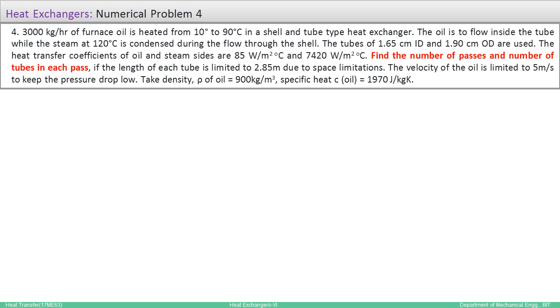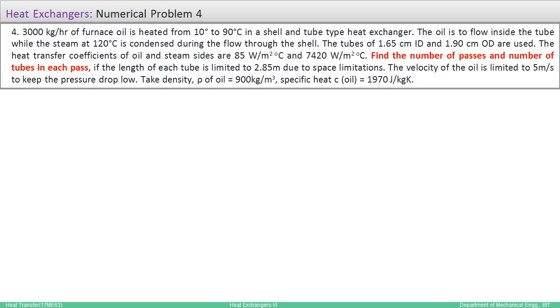So in this problem there are some limitations to the length of each tube because of the space requirement, limitations on the space available. The maximum length of each tube is 2.85 meter, and if that is the case, you'll have to find out for the shell and tube heat exchanger the number of tubes in each pass and the number of passes. So the total area available of heat exchanger will be the product of number of tubes in each pass, number of passes multiplied by pi into d, that is outside diameter, into the length that is limited.